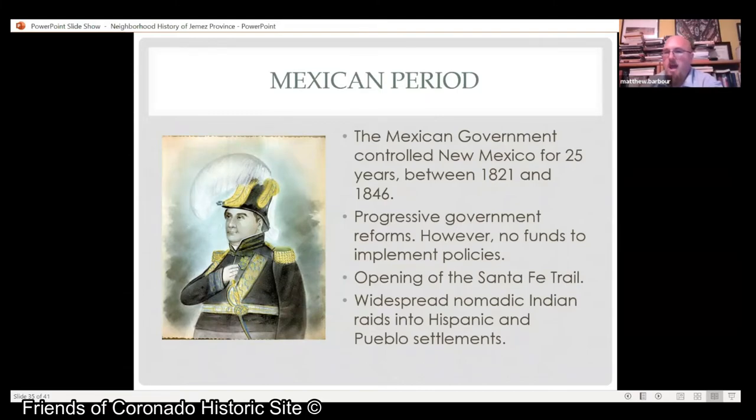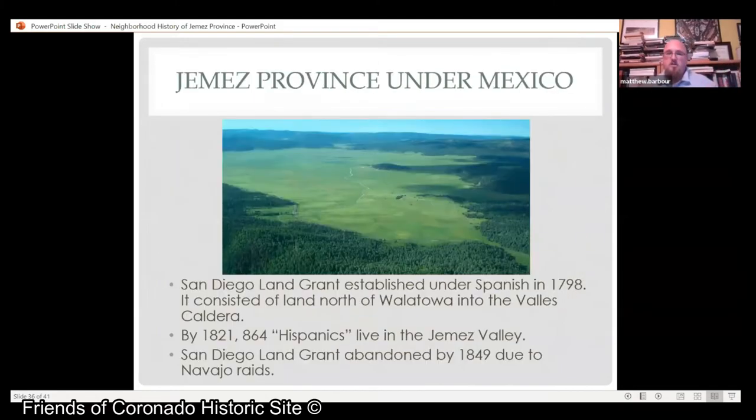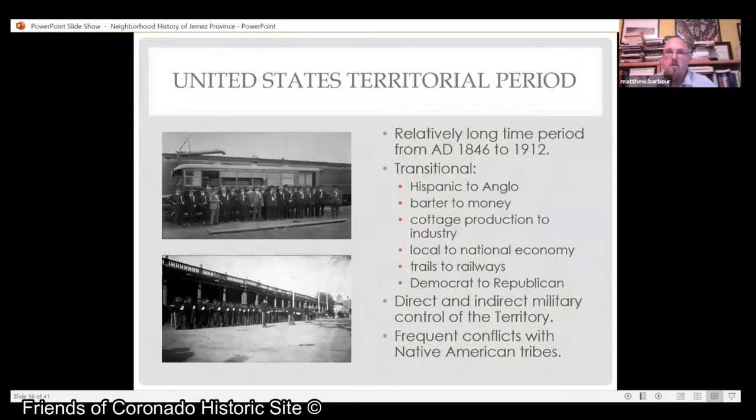And during this time period, nomadic Indian raids into Hispanic and Pueblo settlements really increase. And the perfect example is this. So the Spanish moved the Jemez people out of most of Jemez province by 1706. They eventually established the San Diego land grant officially in 1798. It includes all the lands north of Walatowa and the Valles Caldera. And by 1821, there's 864 Hispanic settlers living in the Jemez Valley. But by 1849, there's nobody left. So within the short period of time in which the Mexican government had ruled New Mexico, the area had been completely abandoned due to Navajo raids.